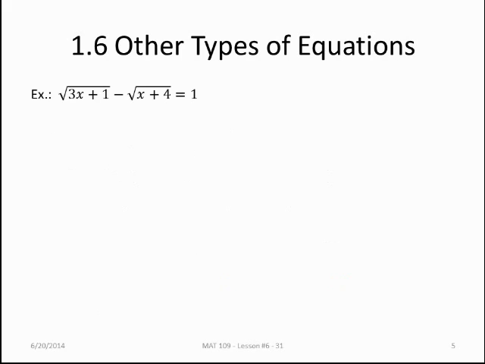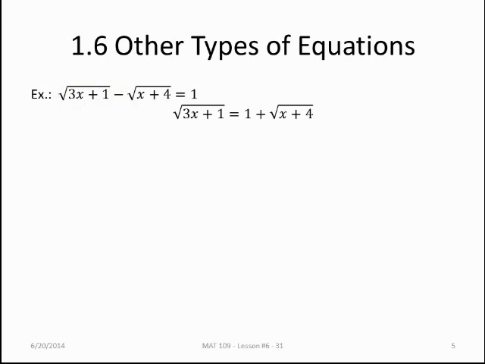Now let's look at a different example, one where we have two radicals. The technique to solve a radical equation with two radicals is exactly like the one with one radical. We isolate a radical. Now because we have two radicals, we can't isolate both of them, so we just choose one and isolate it. For this equation, the easiest thing to do is to add the square root of x plus 4 to both sides, and that will isolate this radical.